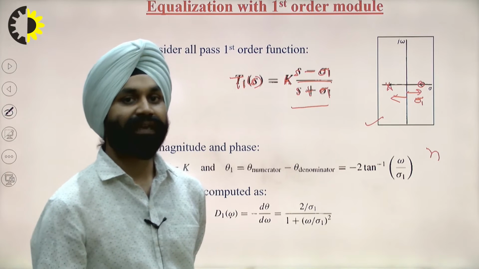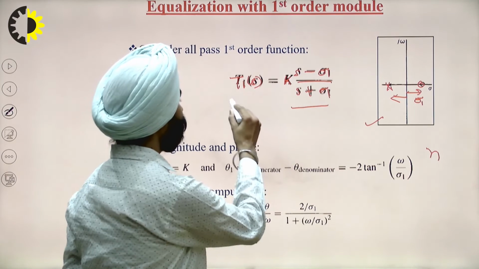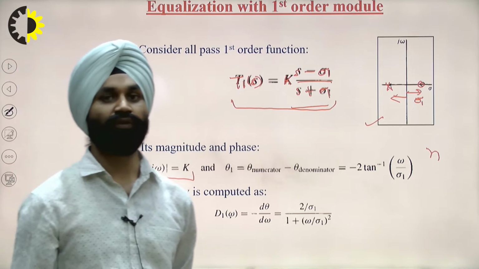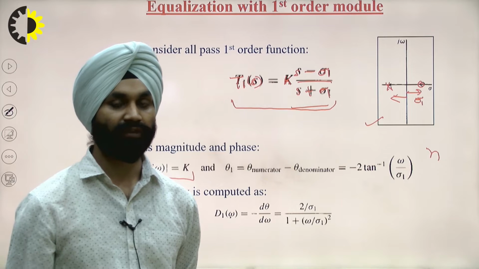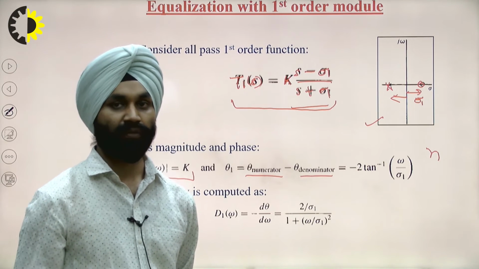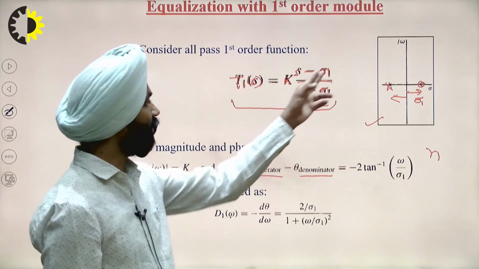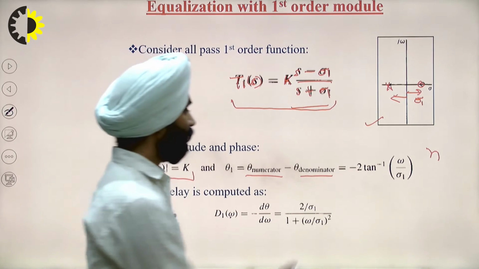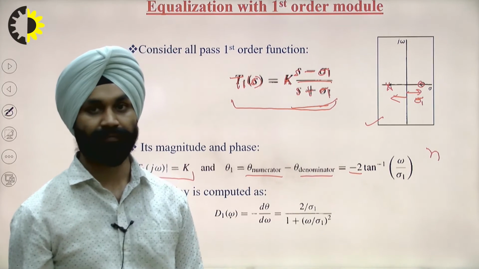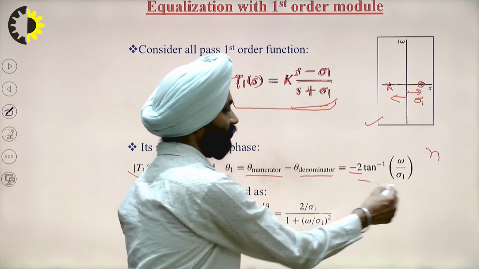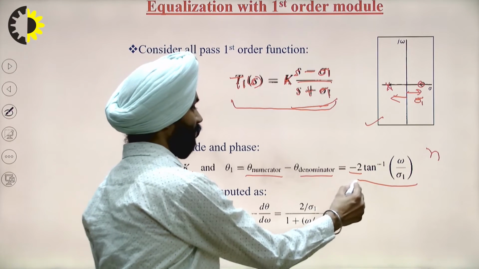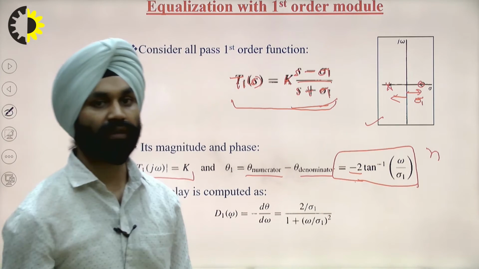Now the magnitude of this response is k, and how can we find the phase? The phase will be the numerator phase minus the denominator phase. Since the numerator and denominator phases are equal in magnitude, I can write it as minus 2 times the phase of the denominator. So it gives minus 2 tan inverse of ω by θ1. This is the phase of the first order filter.